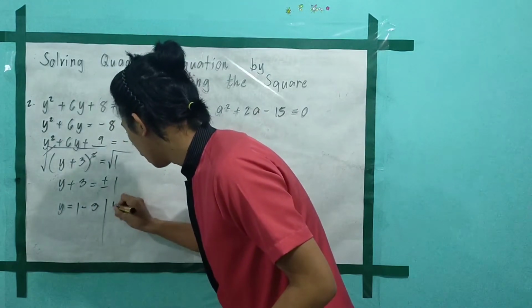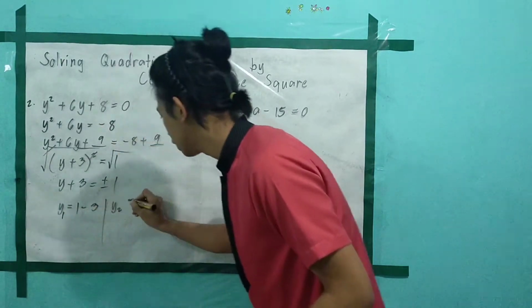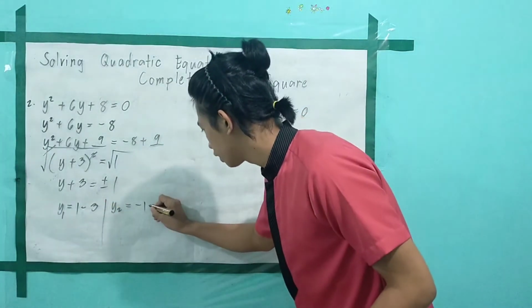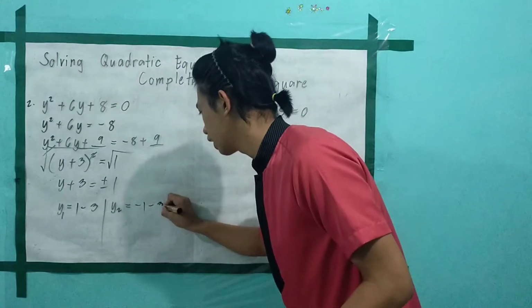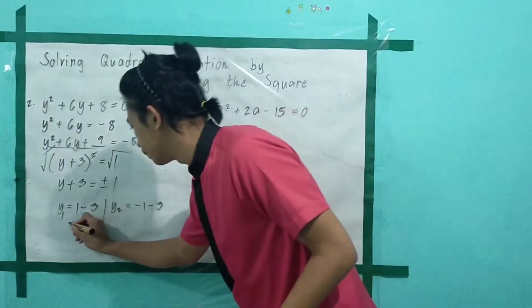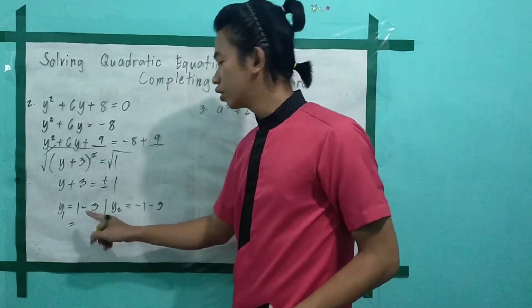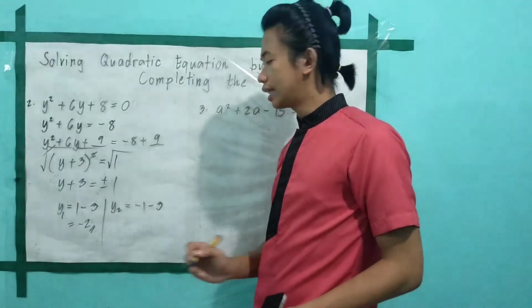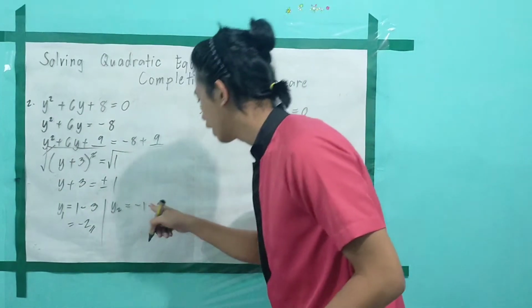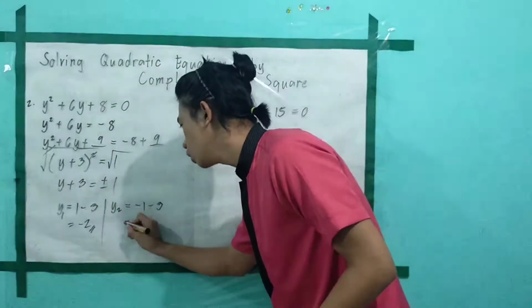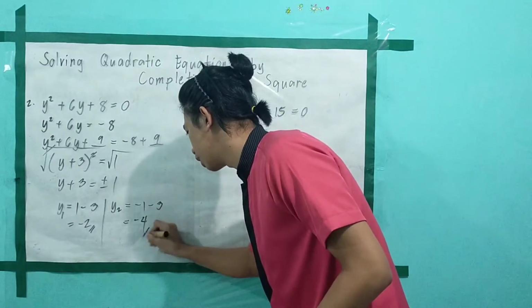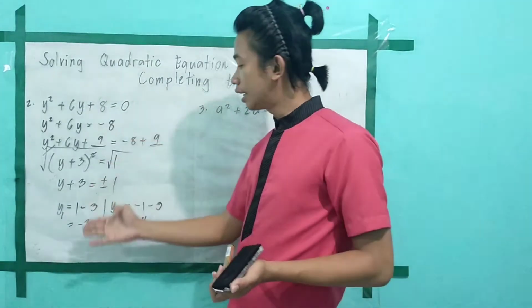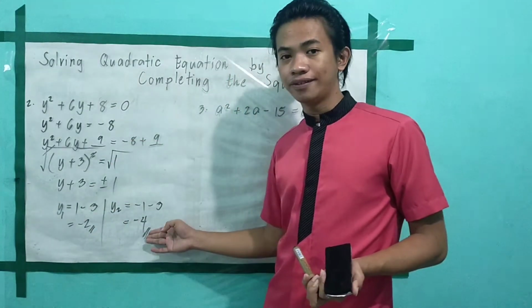Then the other one, we have y sub 2. And y sub 1 yung isa, is equal to negative 1. Then transpose natin negative 3, magiging negative 3. Then simplify natin. 1 minus 3, we have negative 2. Sa inyong y sub 1 natin. Next, for our y sub 2, negative 1 minus 3 is equal to negative 4. So the solution in this given problem are negative 2 and negative 4.